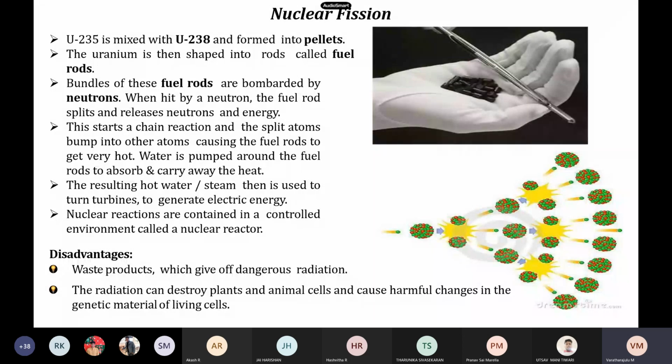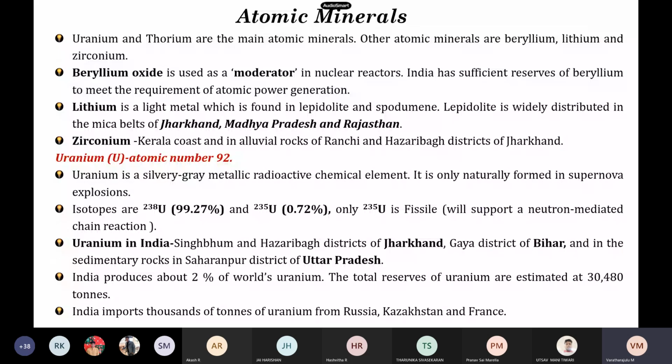Some atomic minerals are detailed here. The minerals beryllium, lithium, and zirconium are a few examples of atomic minerals. Beryllium oxide is used as a moderator in the nuclear reactor, and India has sufficient reserves of beryllium to meet. Just a minute.